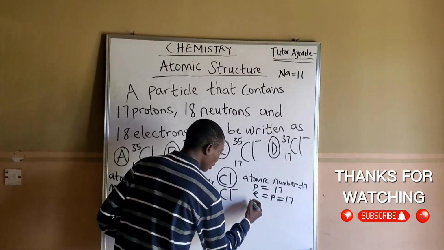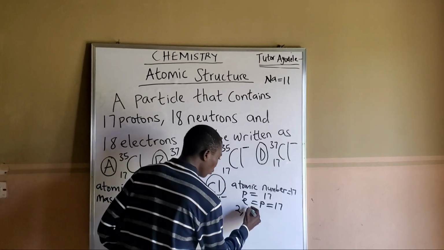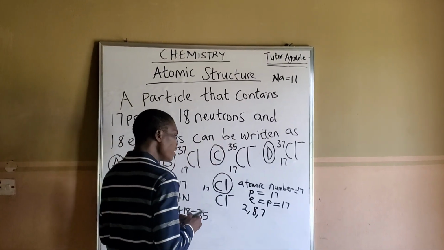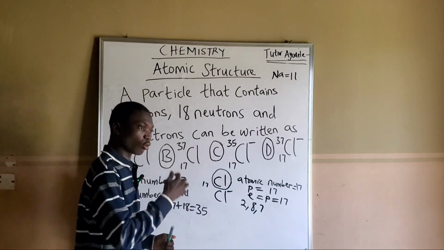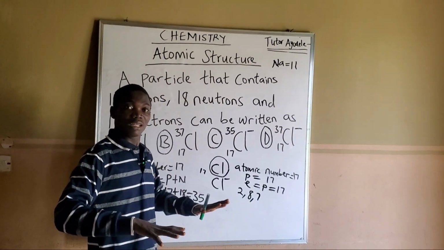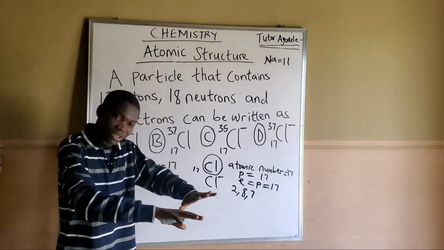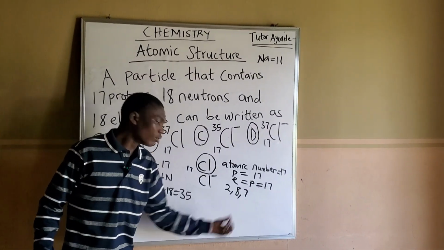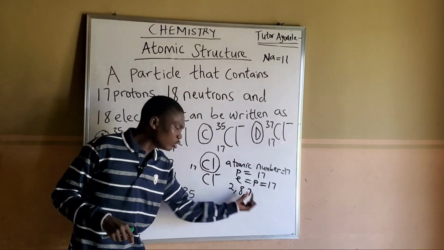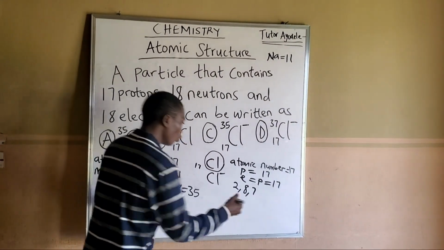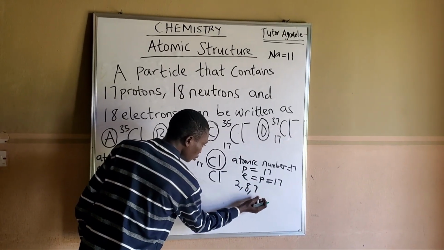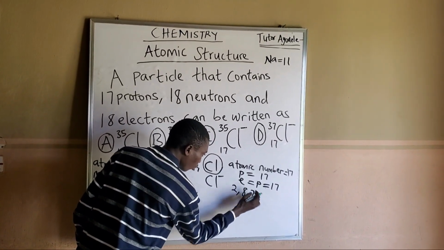Now the first orbital will take what? 2. The second orbital will take what? 8. And the third orbital will take what? 7. Chlorine wants to obtain a stable state. So how many electrons does it need to be stable? It needs only 1 electron. So if you add that electron to this one, it will become what? 8.